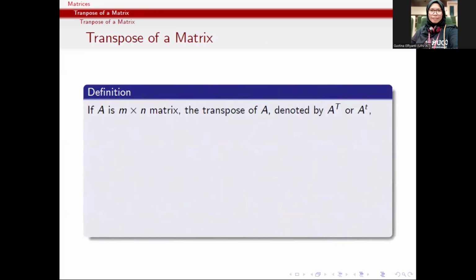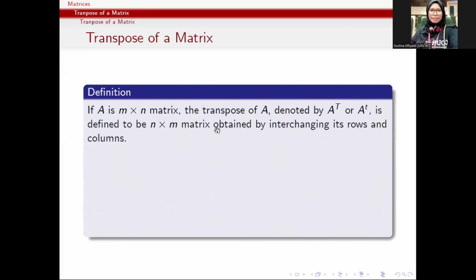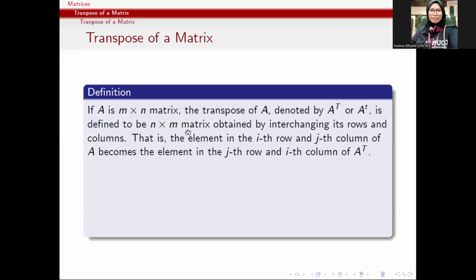Now we study about transpose of matrix. If A is an M by N matrix, the transpose of A, denoted by A to the T, or like this, is defined to be the N by M matrix obtained by interchanging its rows and columns. That is, the element in the ith row and the jth column of A becomes the element in the jth row and the ith column of A transpose.